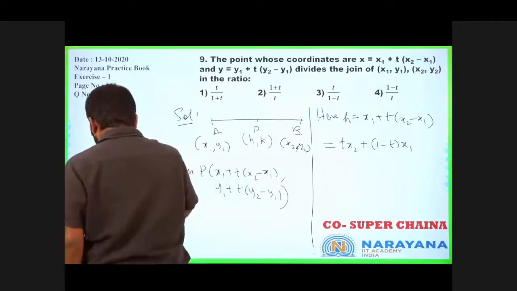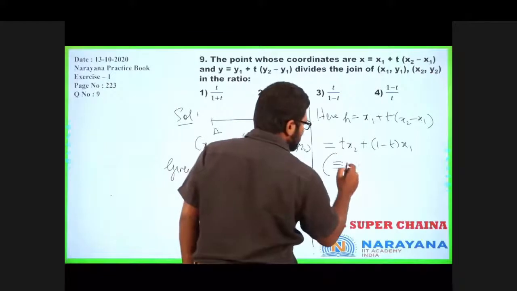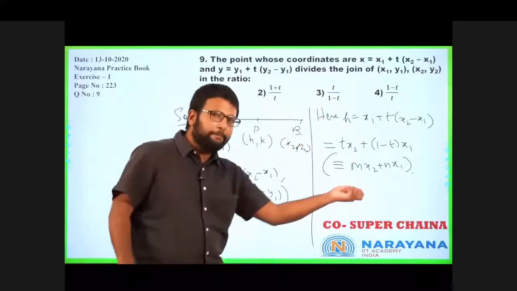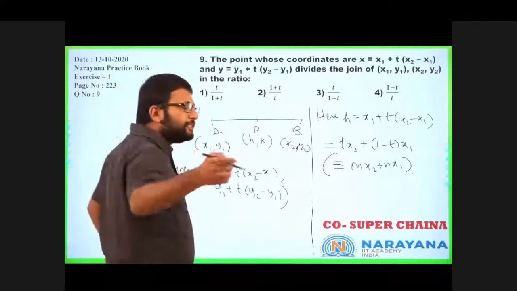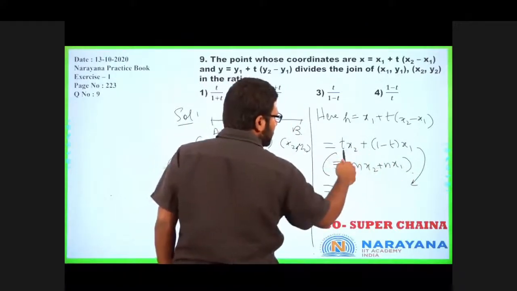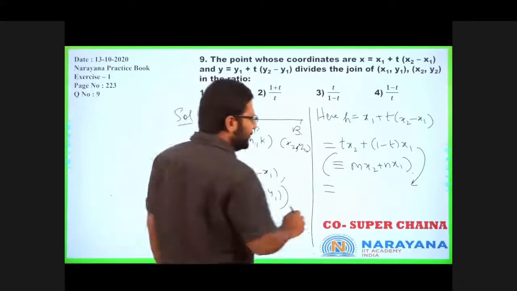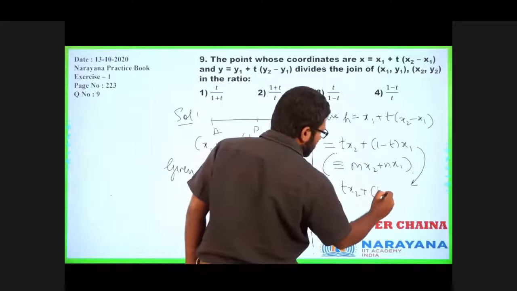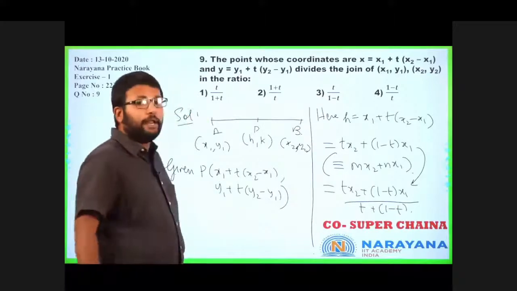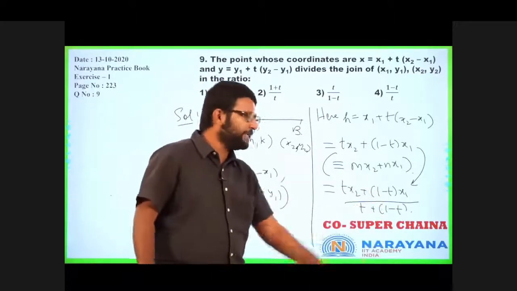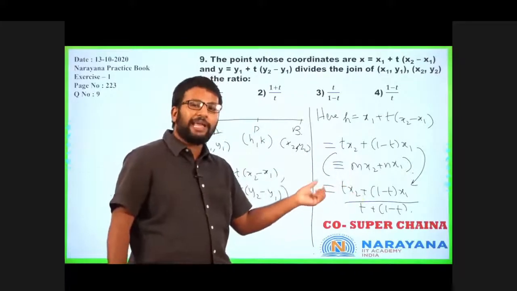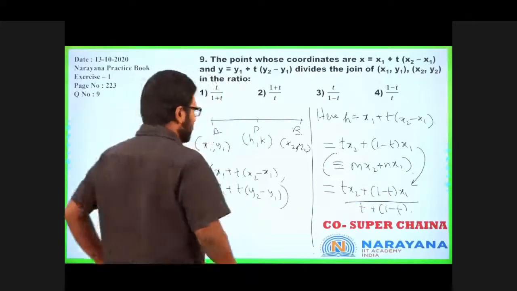For your understanding, let me write this in brackets. This is similar to mx2 plus nx1, but that upon m plus n is missing. It's not actually missing, because what if I add m and n, t and 1 minus t? You get 1, right? So this is actually tx2 plus (1 minus t) x1 upon t plus 1 minus t. Beautiful, done. Because this is mx2 plus nx1 upon m plus n. Which means just by observation itself, this is the section formula where m is t, n is 1 minus t, right?